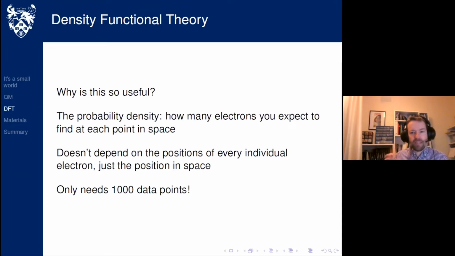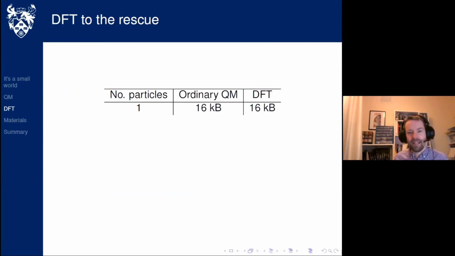Because it only depends on 3D space, if I've split space into a 10 by 10 by 10 grid, like I did in my earlier example, it has 1,000 data points. Not 1,000 data points per particle, just 1,000 data points. And that means that the storage scales very, very nicely with particles. So here's the same table I showed you earlier with the storage for ordinary quantum mechanics and now with density functional theory. If I only have one particle, there are no other particles to interact, so they both take 16 kilobytes. They both need my 10 by 10 by 10 grid.